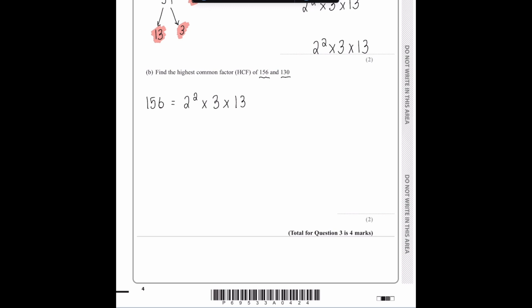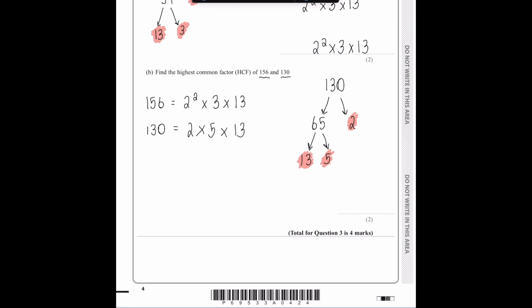So let's find the product of primes for 130. 130 is an even number, so similar to part A, we can write 2, and then 130 divided by 2 is 65. 65 can be split into 13 and 5. And from here, we now have the prime numbers which, if you multiply them together, you get 130. So 2, 5, and 13. So then we can write 130 is equal to 2 times 5 times 13.